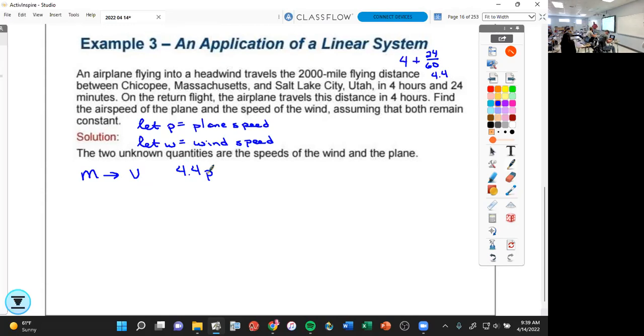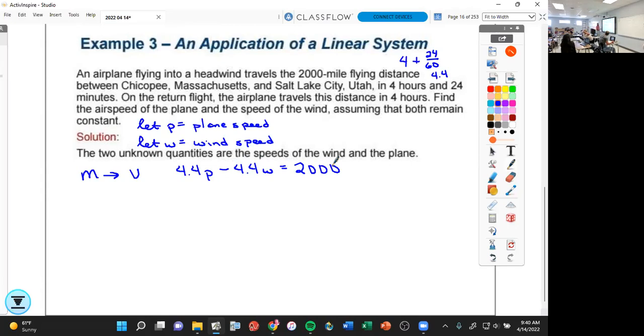What are we going to do with the wind? Add it or subtract it? Because we're going against the wind, we will subtract. Now, how long is the wind going to blow? The whole time. How fast is the wind blowing? W. Once we combine the distance the plane flies and the distance the wind blows, how far will we travel? 2,000. How are we doing on this, guys? Y'all following? Okay, great.